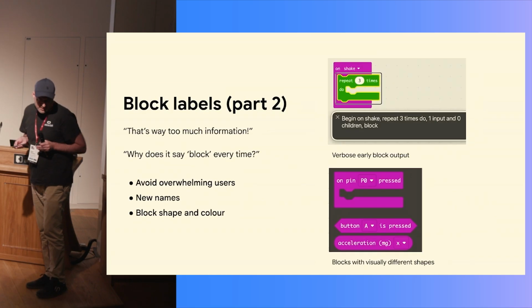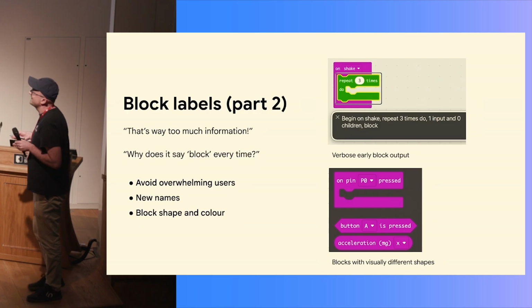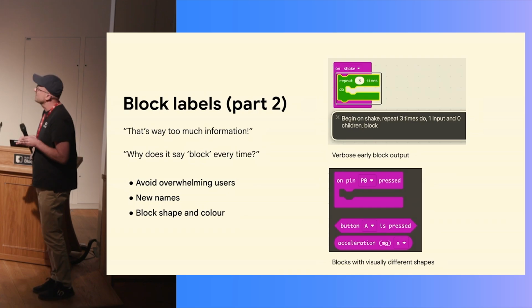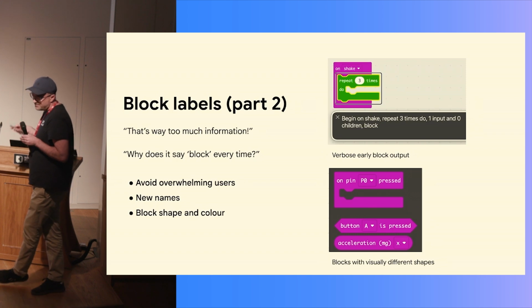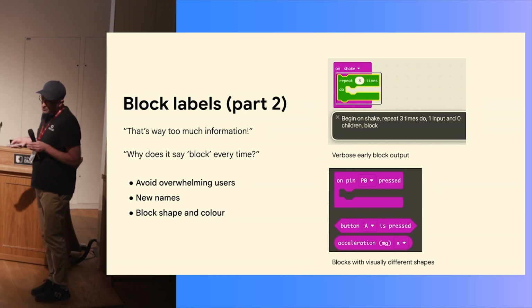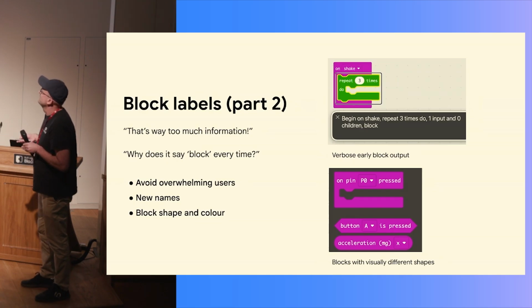A common refrain in the user testing was information overload. "That's way too much information in a label." Or "Why does it say block every time? I know I'm in the workspace." Everything is a block, with the occasional exception like a comment. Some of our early labels were really quite verbose and tried to do a lot. And a theme of the feedback and the iteration was really simplifying, leaving people to navigate to find out more, or perhaps use another key to find out extra information.